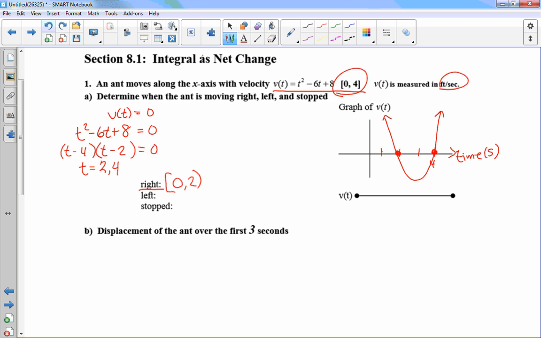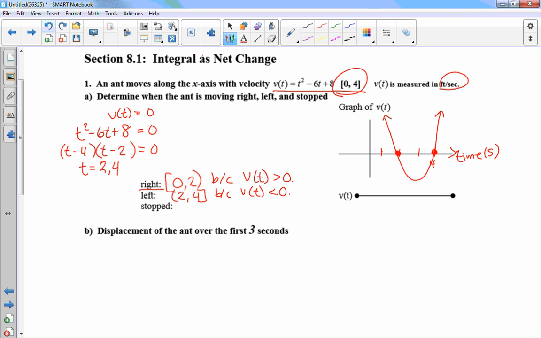Okay, why do we know this? Because v of t is positive or greater than 0. And when is the ant going left? Okay, so can you give me an interval? Okay, what goes around the 2 and 4? Good. Because 4 is an endpoint, so we can bracket on the endpoint. Because v of t is less than 0.